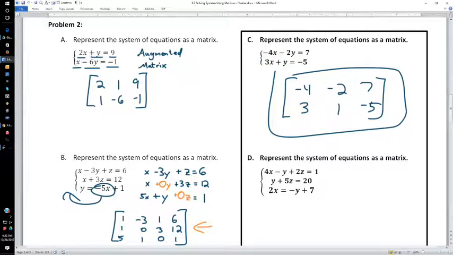All right, the next one. Is it in order? No. So let's put it in order. We got 4x minus y plus 2z equals 1. We've got y plus, oh, not y, Mr. Hunter did it, 0x plus y plus 5z equals 20.